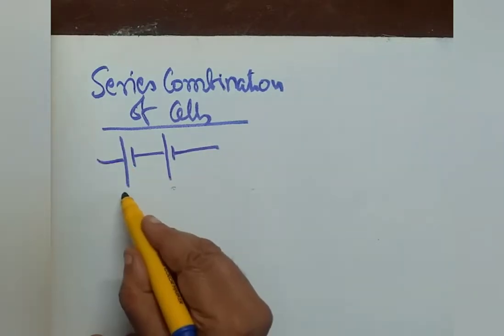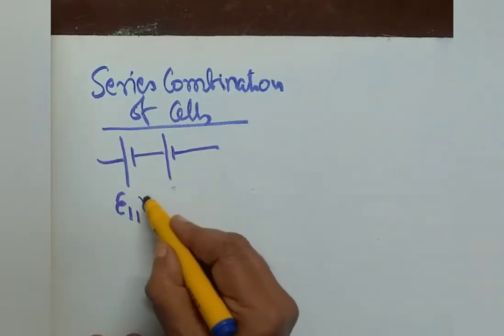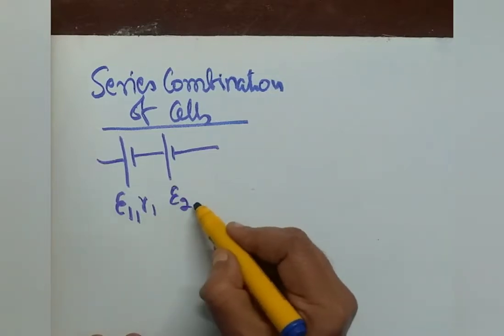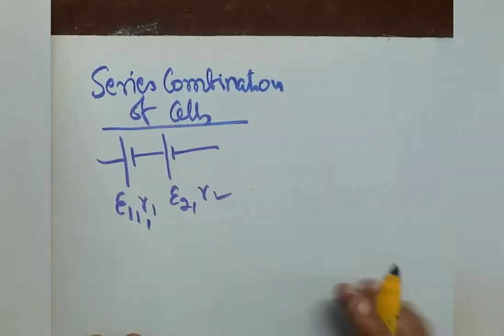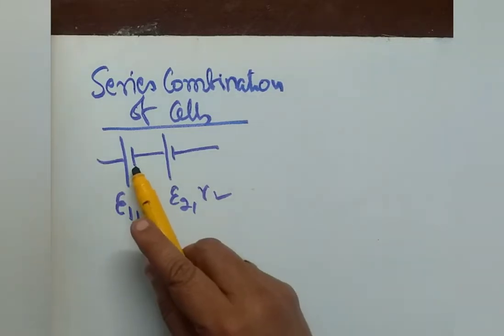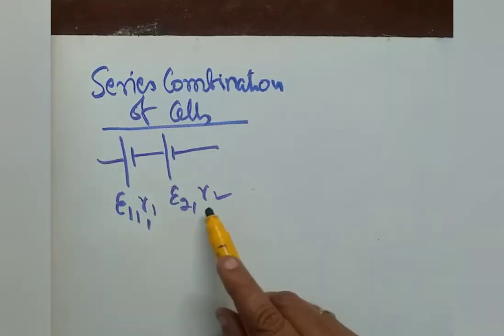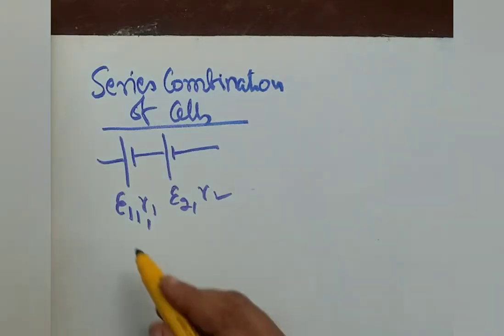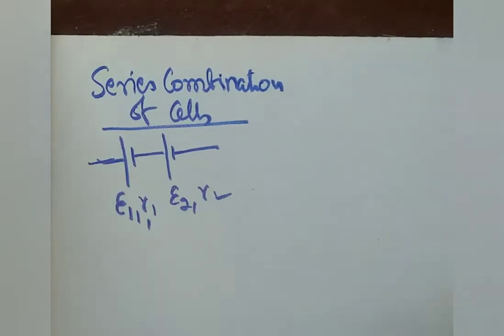Say we have two cells of EMF E1 and R1 internal resistance, E2 and R2 internal resistance, like this. When we connect the negative terminal of E1 to the positive terminal of E2, we call them in series. Now this combination can be replaced by a single cell which also produces the same current in the circuit. That single cell's EMF is called the effective EMF, and its internal resistance is called the effective internal resistance.